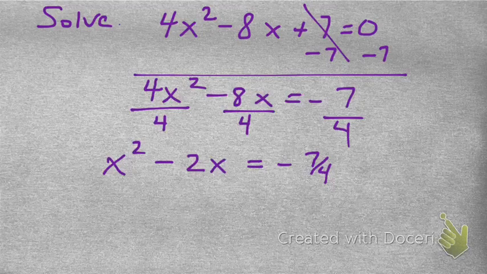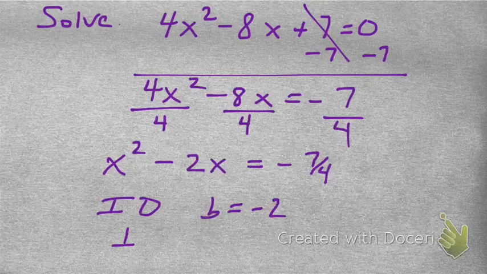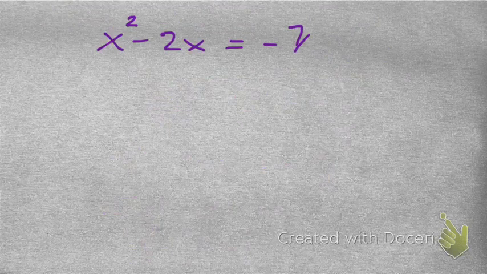After doing this, it's time to identify what is b. b is -2. We will half it, square it, and add it to both sides. Half of -2 is -1. We're going to add the square of -1 to both sides.